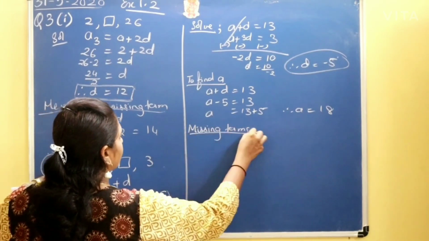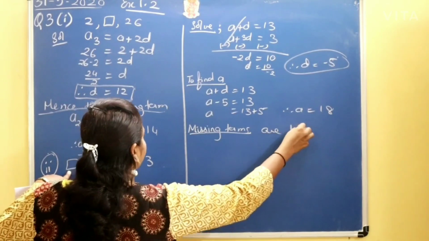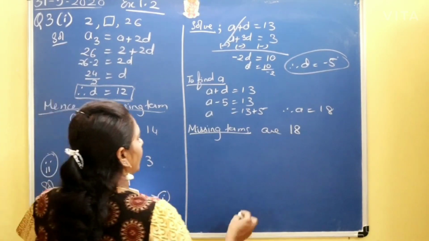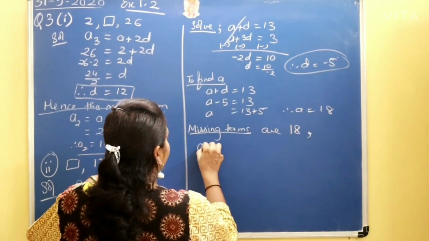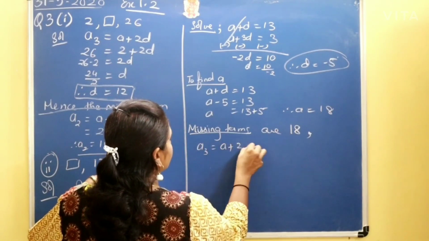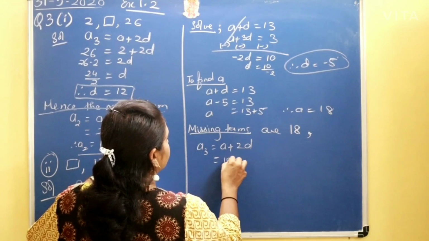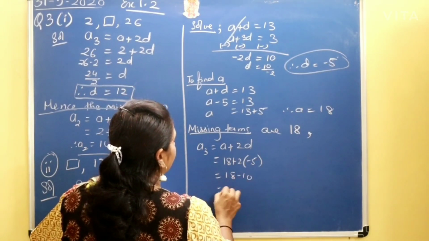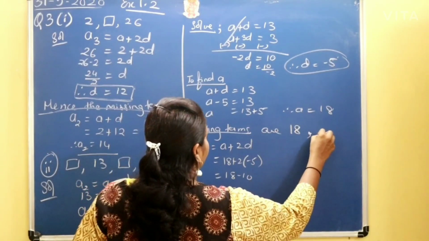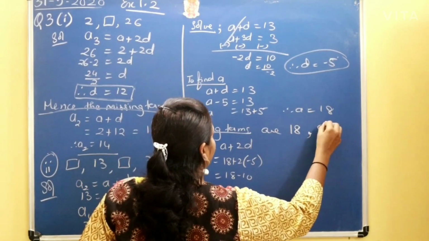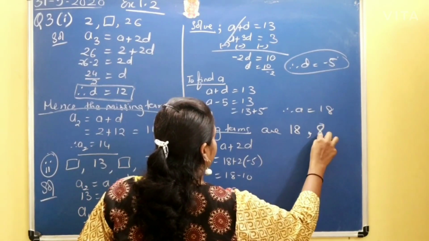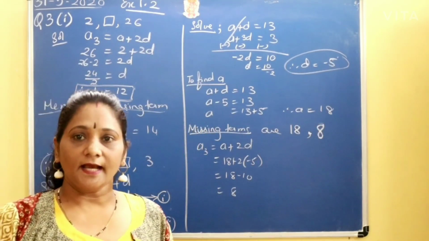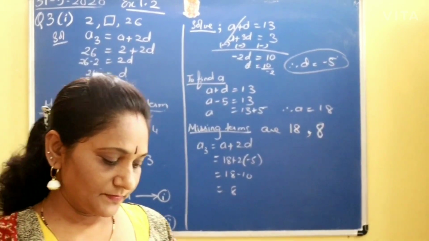See, now your missing term a is 18, 13 is given to you, and you have to find out a3. So a3 will be a plus 2d. So it is 18 plus 2 into minus 5, which is 18 minus 10, which is 8. So the missing terms are 18 and 8.